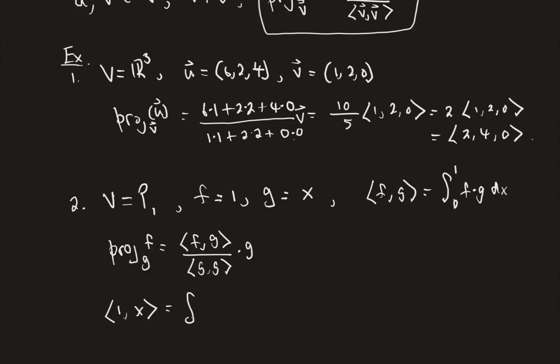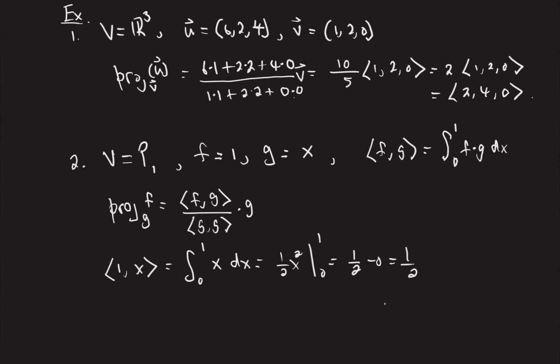So this is going to be the integral from 0 to 1. Just multiply them, so 1 times x is x. And then we do our calc stuff, so we'll have 1/2 x squared from 0 to 1, which simplifies to 1/2 minus 0, so that's 1/2. So that's the inner product of f and g.